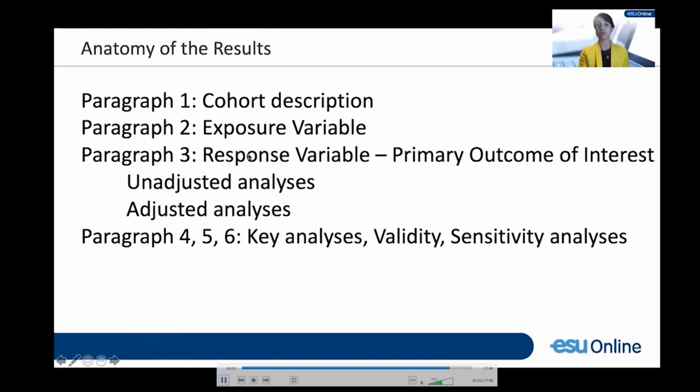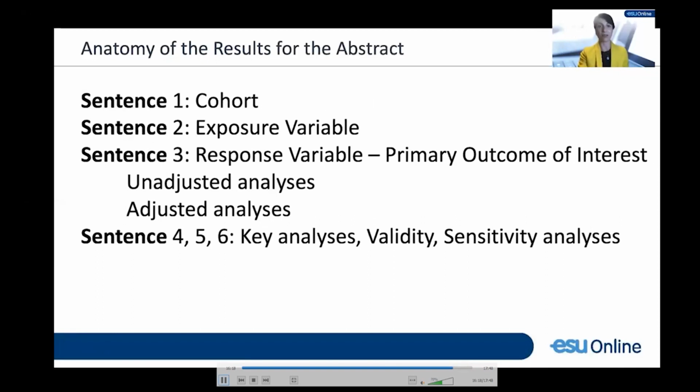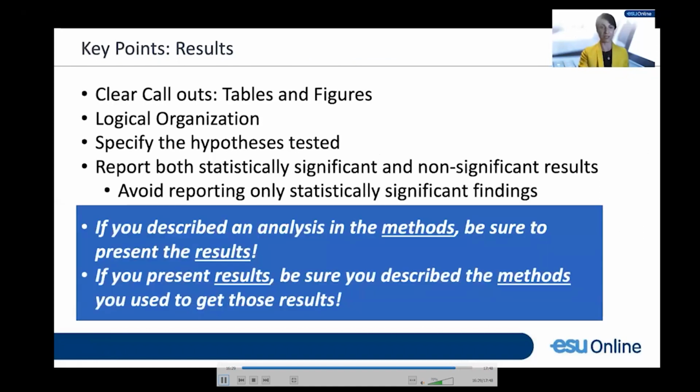Paragraph 3 describes your response variable, your primary outcome of interest, and then your unadjusted and adjusted analyses. And then your paragraphs 4, 5, and 6 are going to walk your reader through key analyses, validity, and the sensitivity analyses. For the abstract, you're going to mirror this and simply change and summarize those paragraphs into single sentences. And that's going to be the abstract results section, which you're going to cleanly write at the very end once you have everything else done.